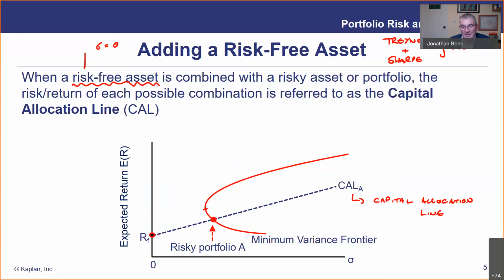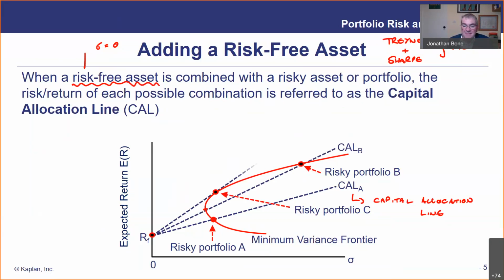Okay, and that gives me capital allocation line A, but I could choose portfolio B. Then I'm giving investors a choice between risky portfolio B or a risk-free asset. I get capital allocation line B. And then finally, risky portfolio C and the risk-free asset. That gives me capital allocation line C.